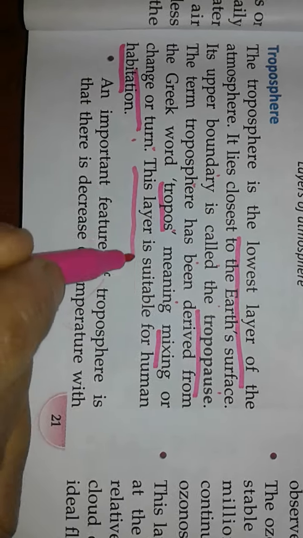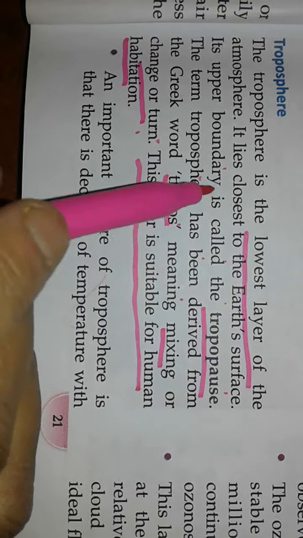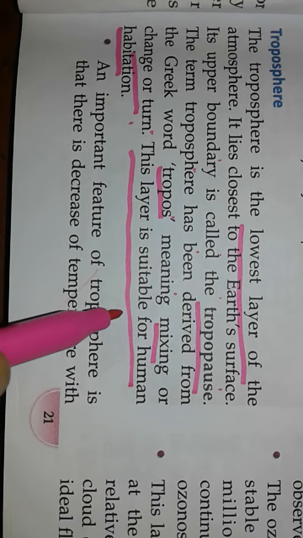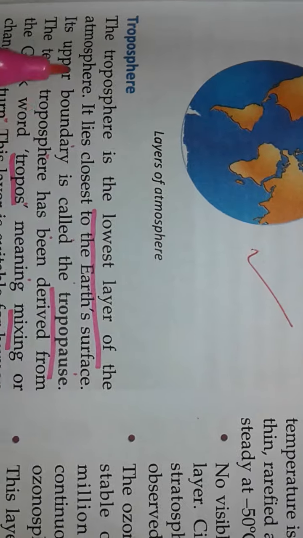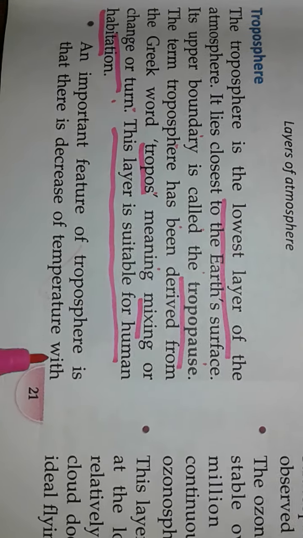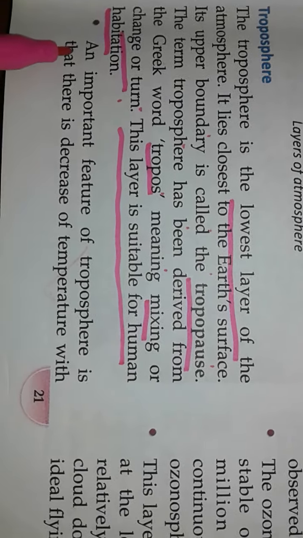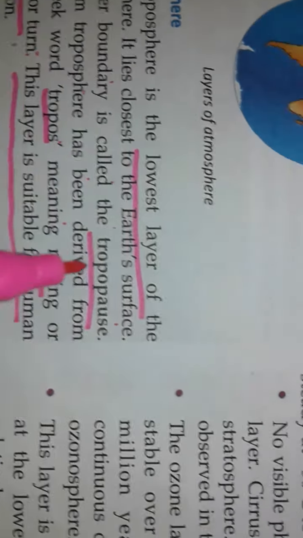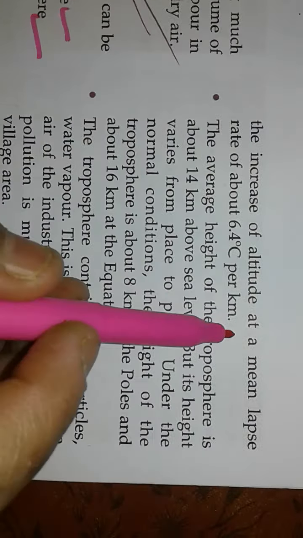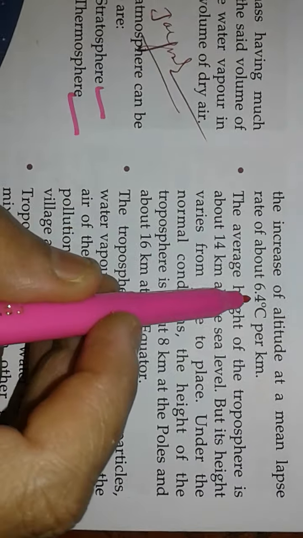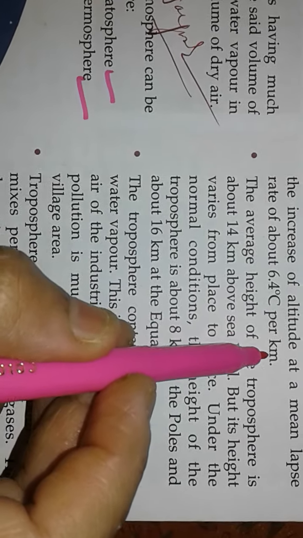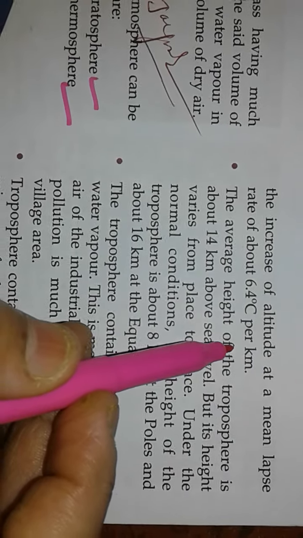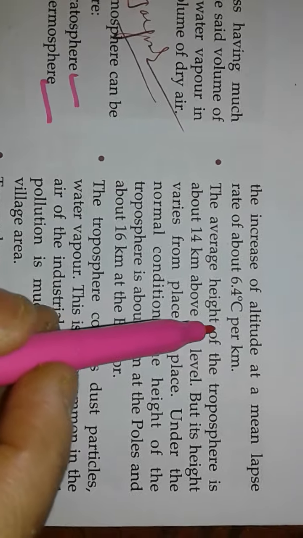Here a question may be asked, children, what are the conditions which are favoring for the existence of the human habitation on the surface of the earth? Means about the troposphere or the importance of the troposphere you will write. First one, it is an important feature of troposphere is that there is decrease of temperature with increase in altitude at a mean lapse rate of about 6.4 degrees centigrade per kilometer. Means when you will reach to a higher altitude, there will be decrease of temperature.